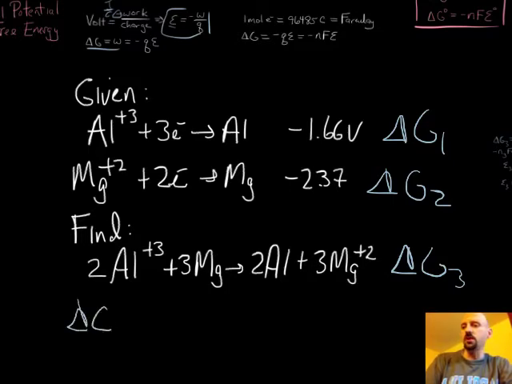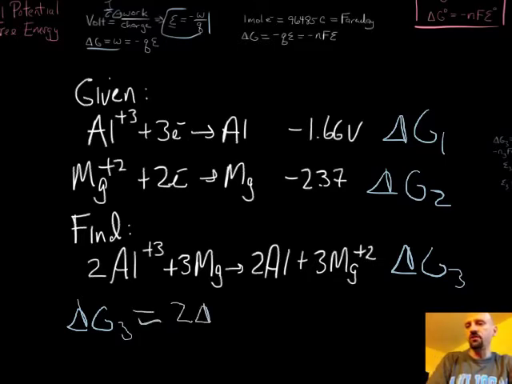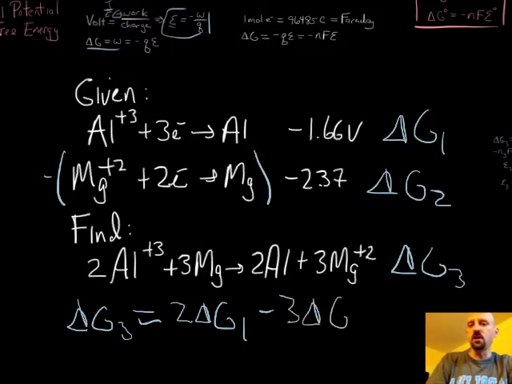Well, delta G3, which is the free energy of the target equation, is going to be equal to twice the delta G of the first equation, minus, because I have to flip this second equation, minus 3 times the delta G of that second equation. So I'm going to get the cell potential by using this new delta G equals minus NF squiggly E relationship we developed, and show you that cell potential calculations are ultimately free energy calculations.